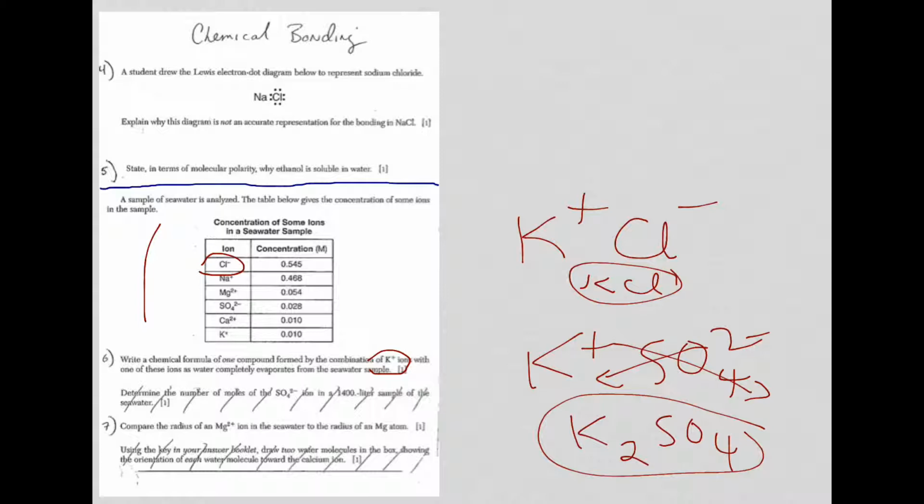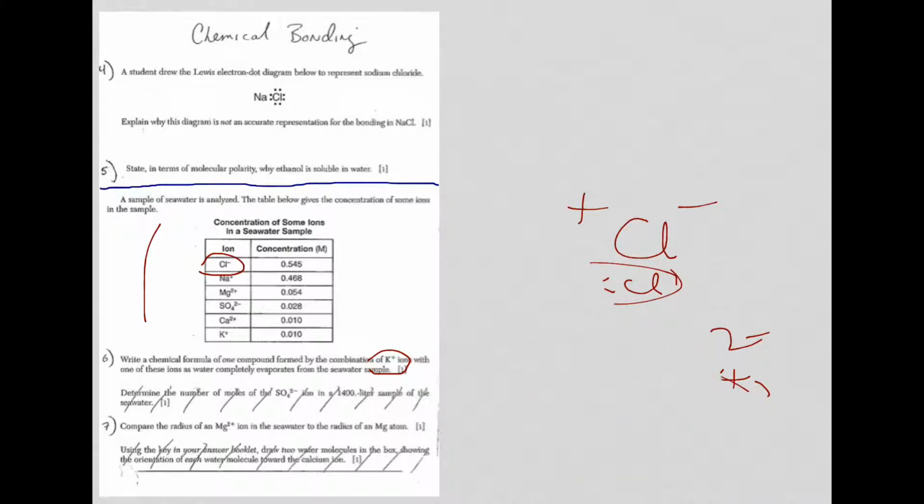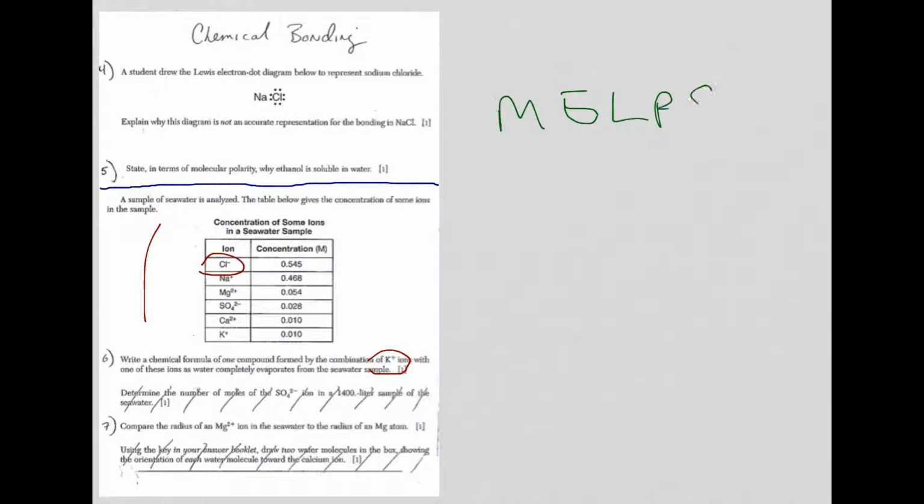You're asked to compare the radius of the magnesium 2+ ion in seawater to the radius of a magnesium atom. Well, first thing let me do is erase this, and I'm going to give you something to help you remember this, to keep it straight in your brain. Somebody else came up with this, and I always use it with my students, and it's called MELPS. Now, MELPS, what does that stand for?